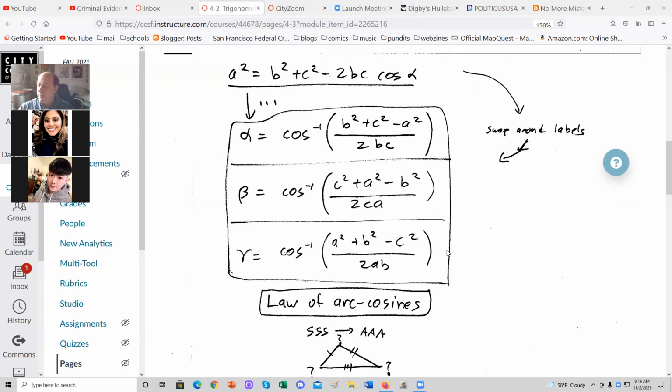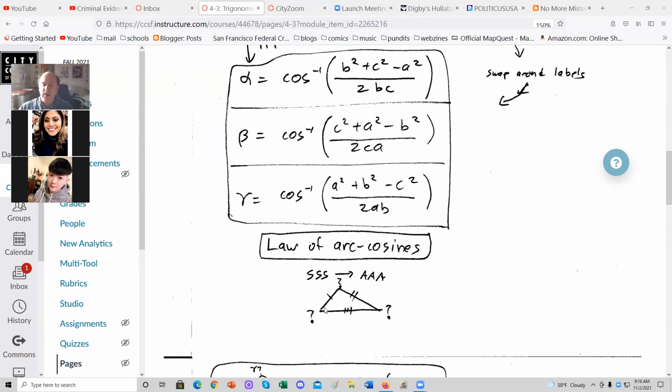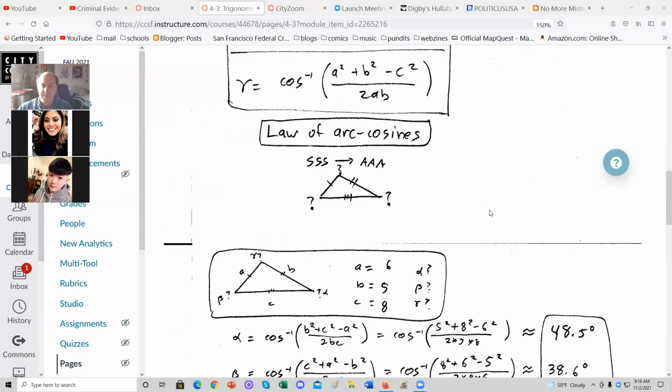Now, the book doesn't give us a name, which is a pity because I think it deserves one. I call this the law of arc cosines. Given 3 sides of a triangle, it gives you the 3 angles. Very useful, in my opinion. Closest we got to that before was in side angle problems.